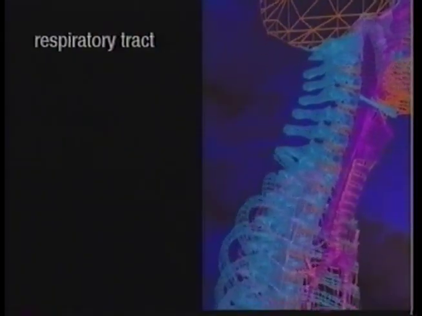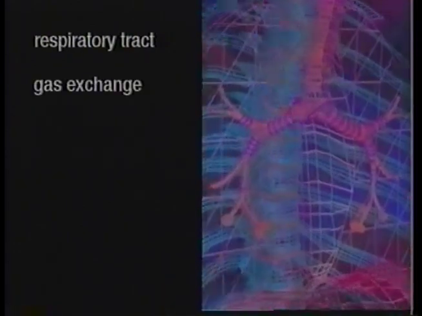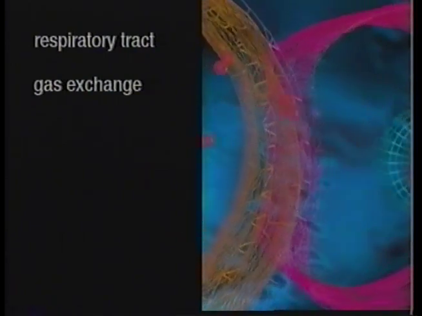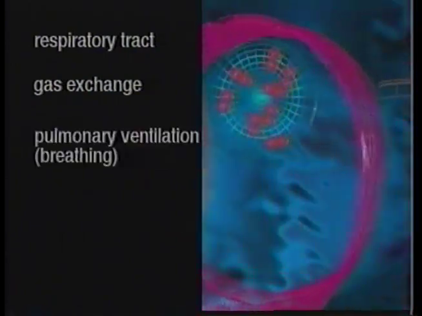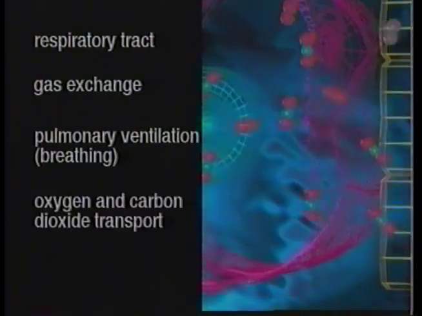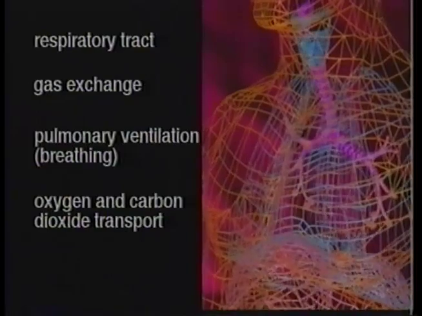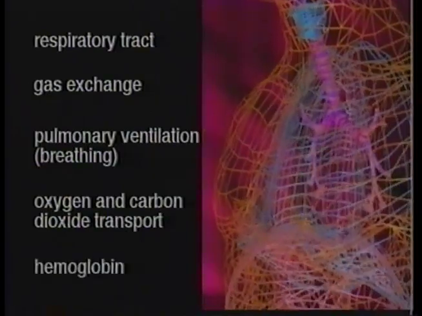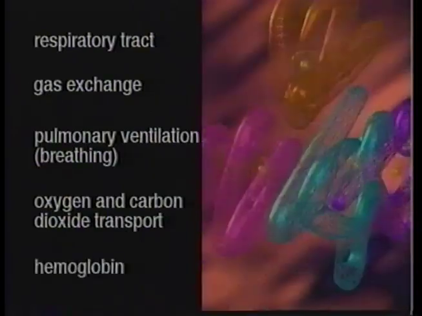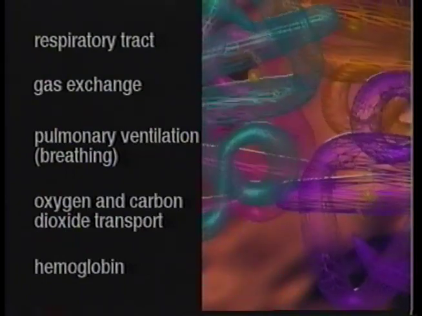We'll begin by examining the respiratory tract, the airways that carry air to and from the gas exchange surfaces of the lungs. Next, we'll describe pulmonary ventilation, or breathing. Then we will examine diffusion of gases into and out of the bloodstream. Finally, we'll take a brief look at the role of hemoglobin in the transportation of respiratory gases, oxygen, and carbon dioxide.